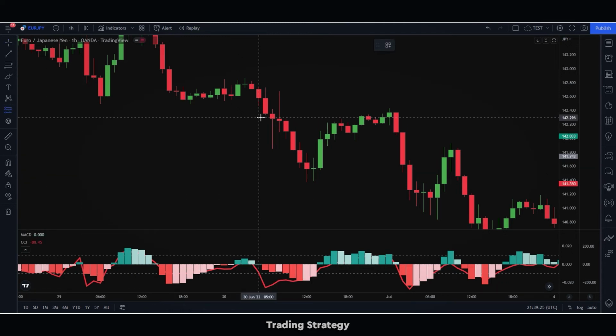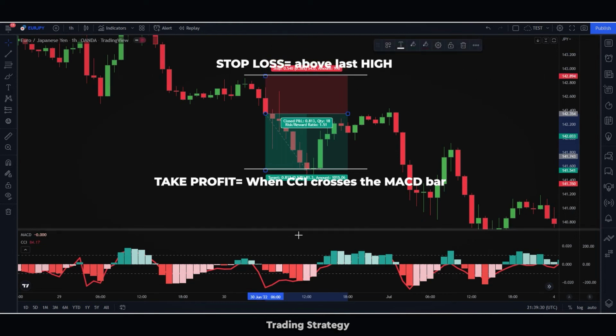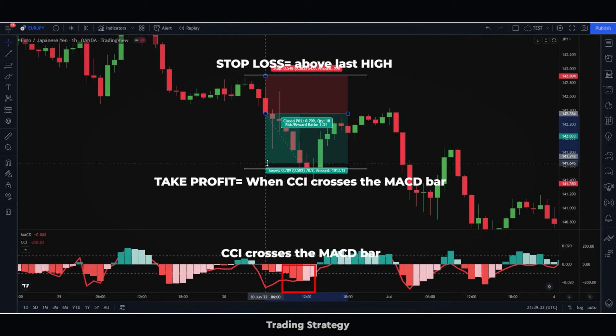To close the position, the CCI line needs to have returned to the minus 100 level again, or has crossed the MACD line. The stop loss, we will put above the last high. In the event that the zero lines of the MACD and the CCI are not aligned, we must align them.